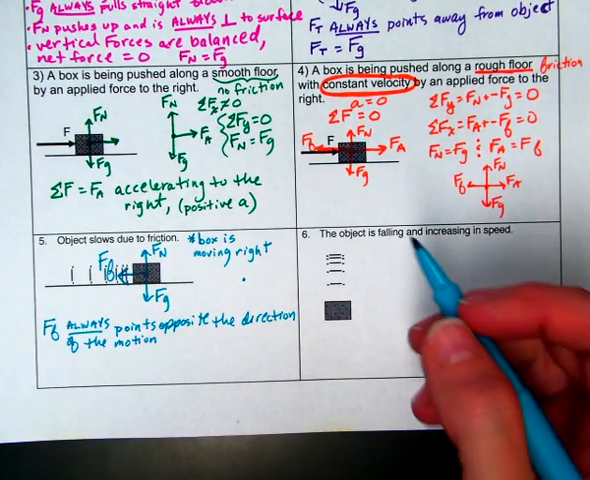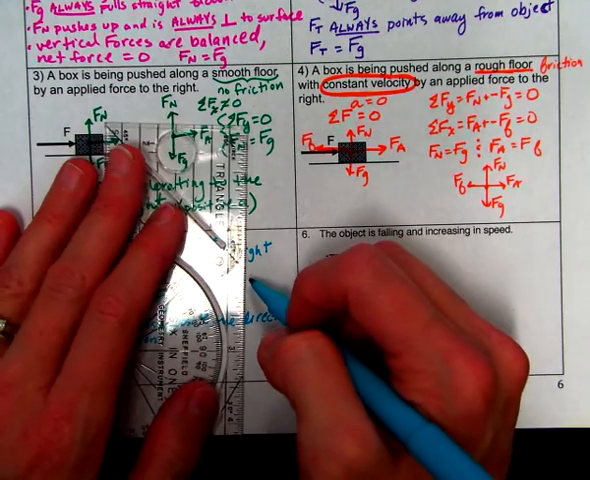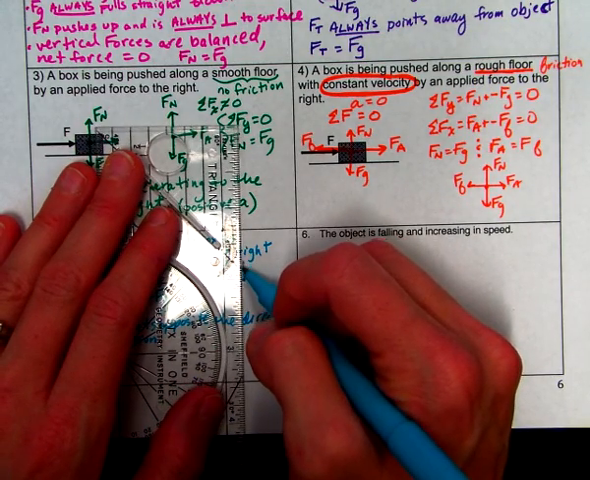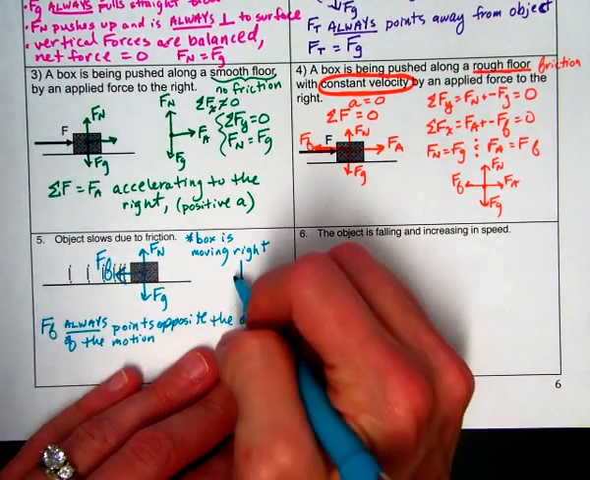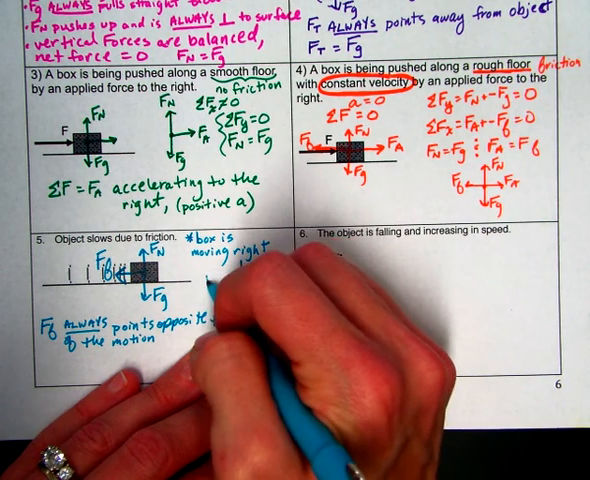Okay, what do I know about the sizes of the normal and the gravity force? They have to be the same. And then friction, we can draw that whatever size we want.